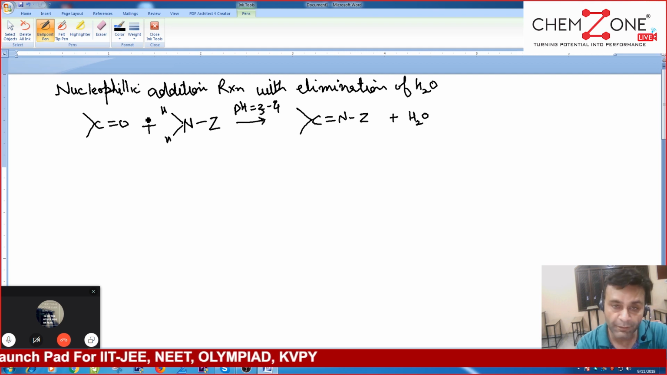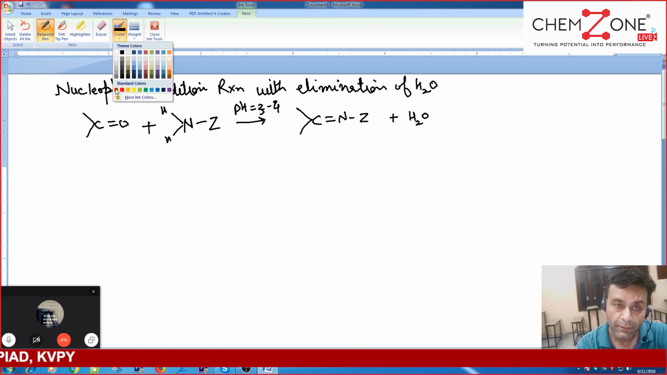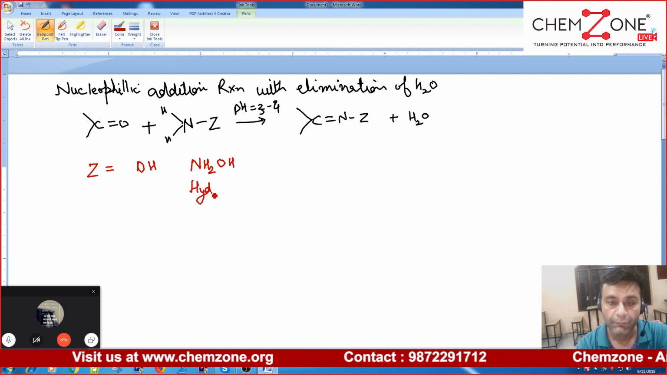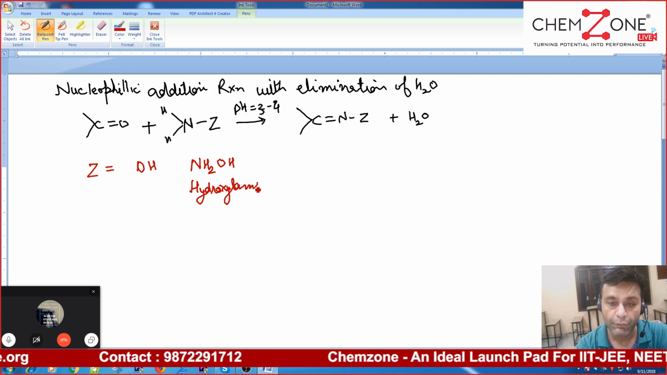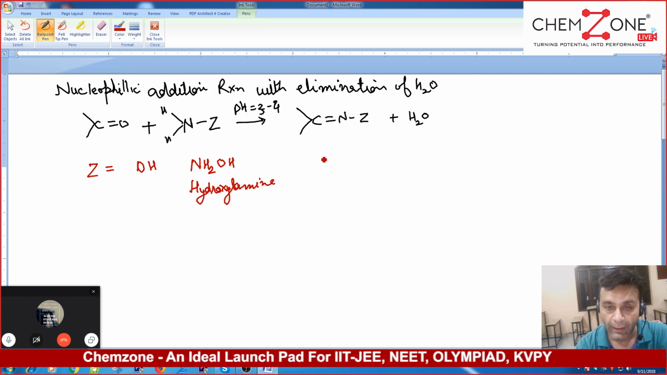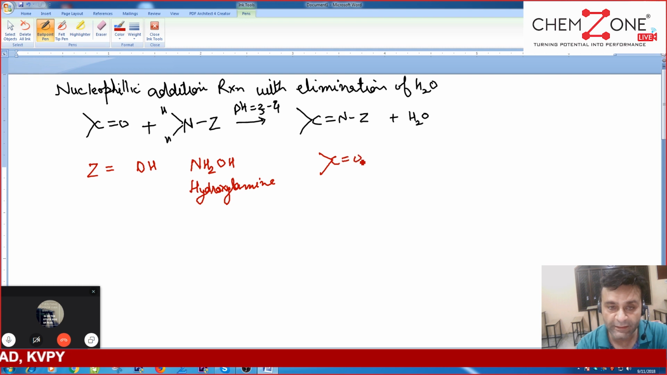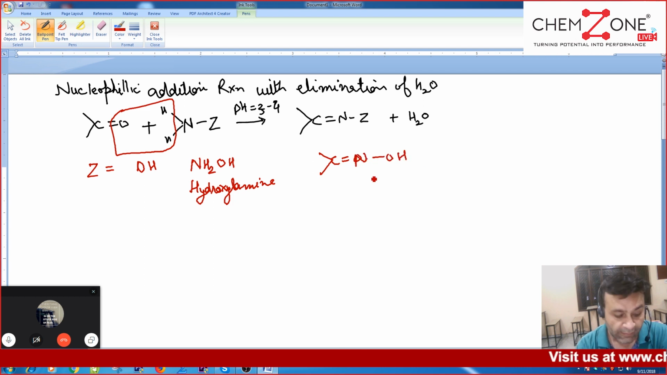First of all, I'll be discussing what this Z is. This Z can be an OH group. Then the reactant will be NH2OH. We call it hydroxylamine. And the product formed with the carbonyl compound, you can see we are removing water from here, so an N and OH group will be there. This is called an oxime.